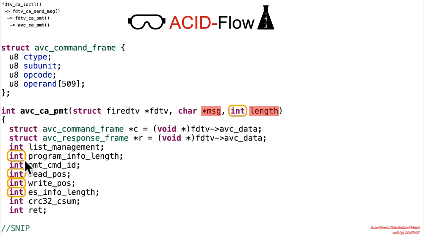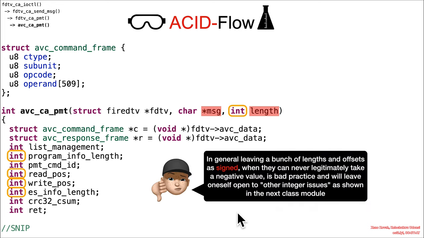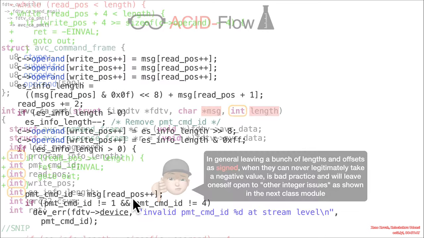Then I would also just point out that having all of these things as signed integers is extremely bad practice. Again, for reasons we cover in the next module, these things can never have legitimate negative lengths. A negative length is not valid for these buffers. A negative read position, a negative write position, completely not valid, not what the programmer likely intends. As far as I can tell, they never legitimately expect those things to have negative values. So all that does is leave wiggle room for an attacker to utilize these other integer issues that we'll learn about in the next module of the class to potentially do things like bypassing sanity checks, as you just saw with the previous one, and otherwise give them wiggle room to still exploit things.